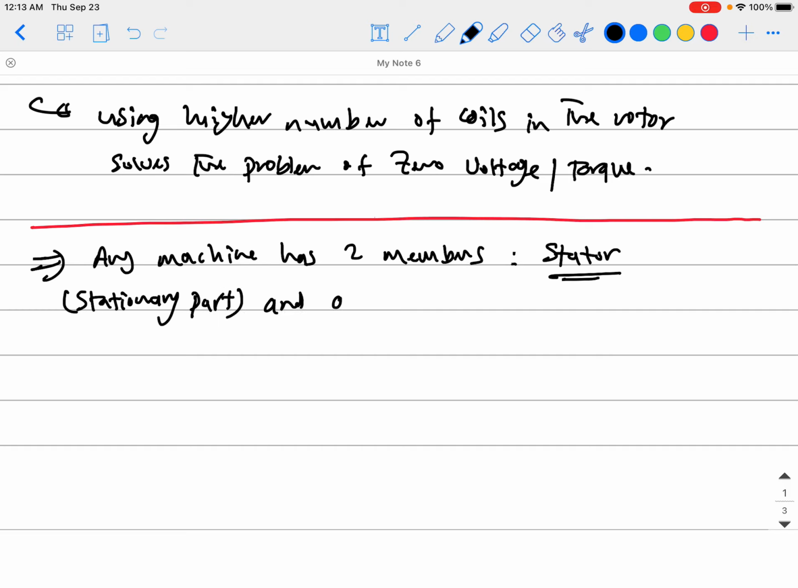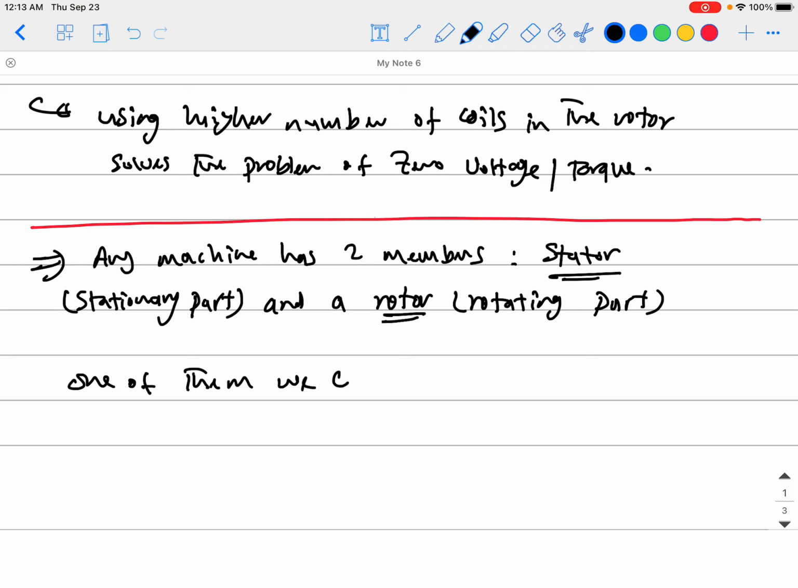And a rotor. And it's a rotor because basically that is the rotating part of the machine. Yeah, we know this information, but that's the new part. Just one of these two members, the stator and rotor, we call the field member.